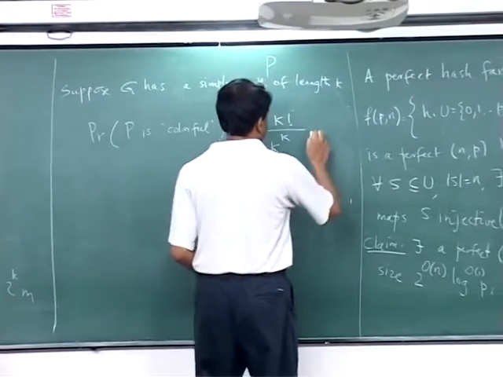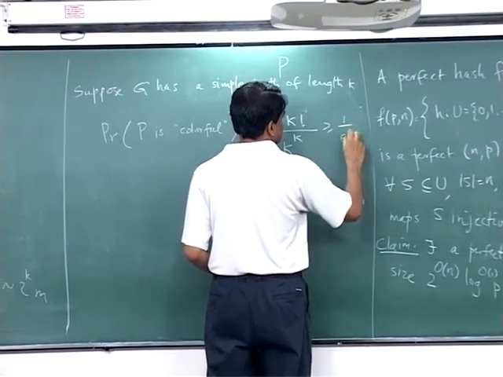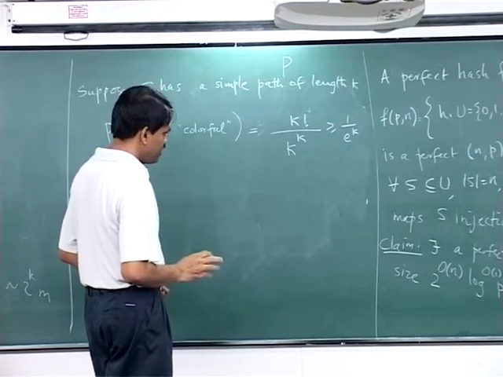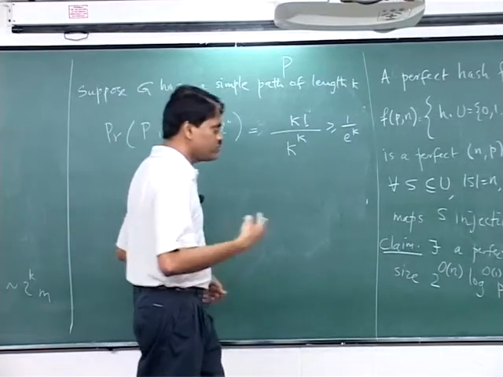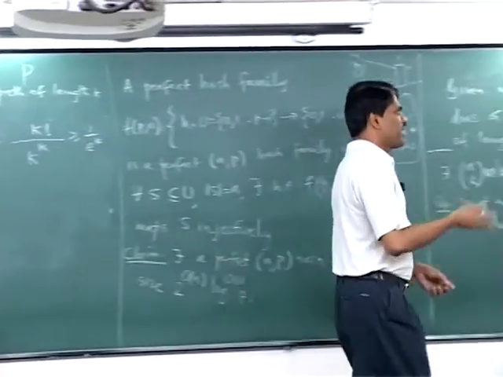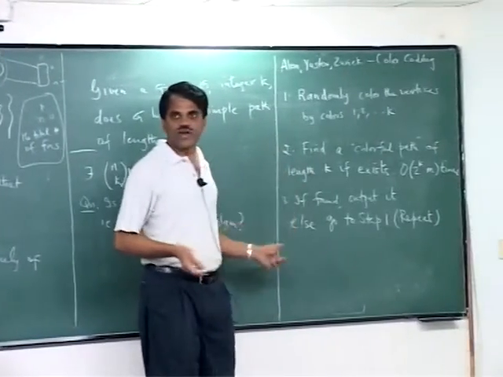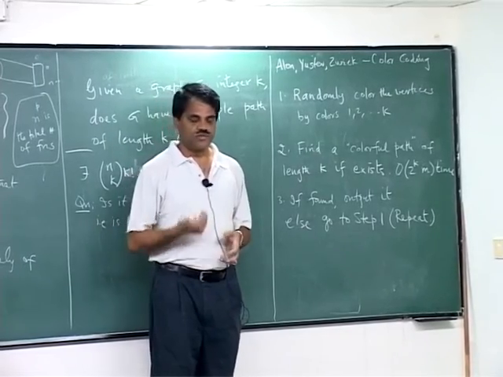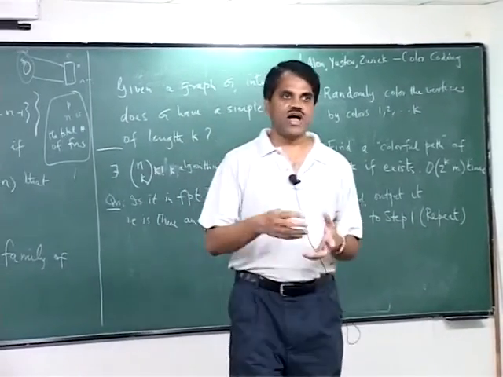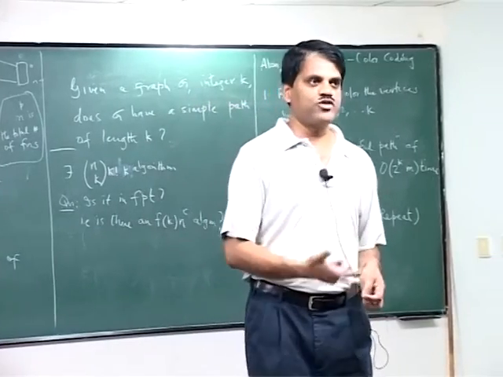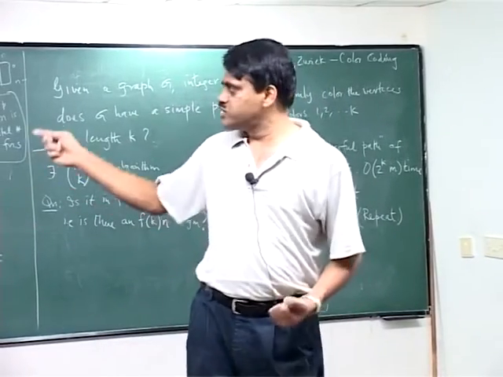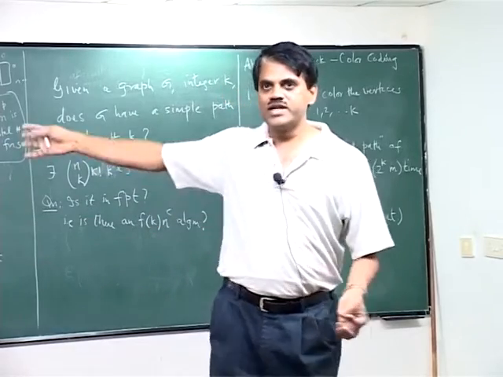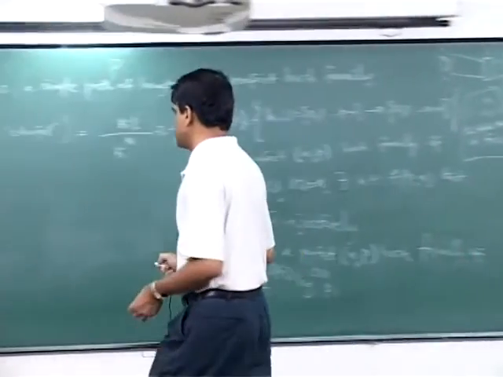So this ratio, by Stirling approximation for k factorial, is 1 by e power k. So what is the expected number of times I have to run this algorithm to find such a path? e power k, right? If you toss a coin, probability of head is half. That means expected number of times I have to toss to get a head is 2, right? Similarly, the expected number of times I have to run this algorithm to find such a path is e power k.